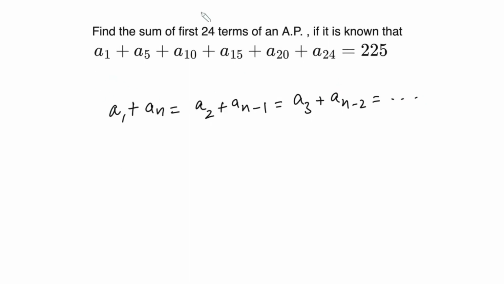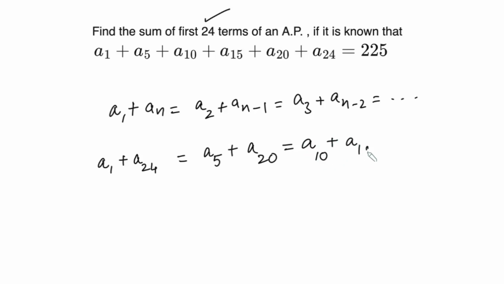Similarly, in this case, as we want to find the sum of 24 terms, the first term and the 24th term, their sum will be the same as the fifth term and the 20th term, which will be the same as the 10th term and the 15th term, right?